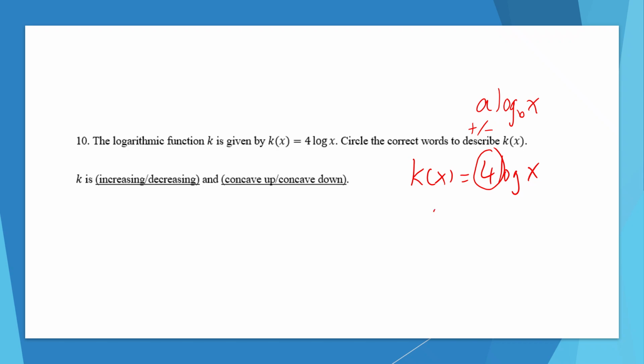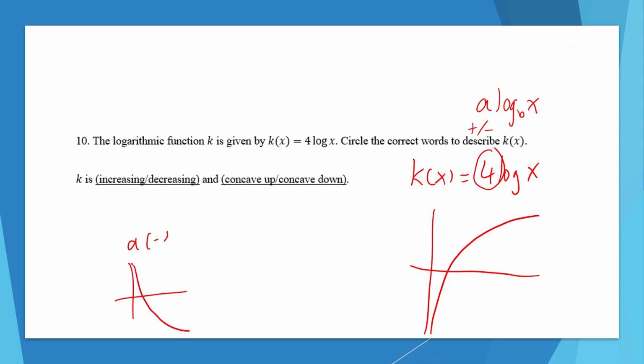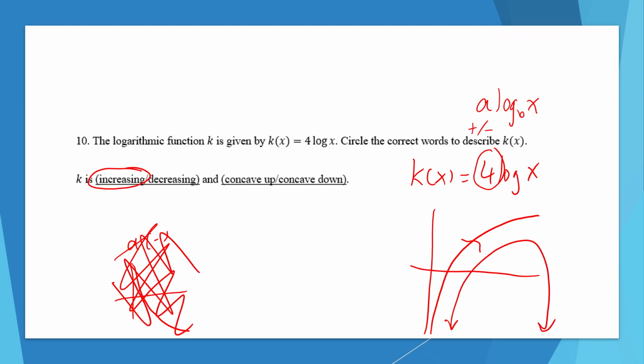In this case, a is positive, so it should look like this. If a was negative, it would look like the reflected version, like that. But we're not worried about that right now because a is positive, so it's going to be like this, which means it is increasing because it's going up as you go from left to right, and then it is going to be concave down because it's a downwards U shape. So that should be our answer for number 10.